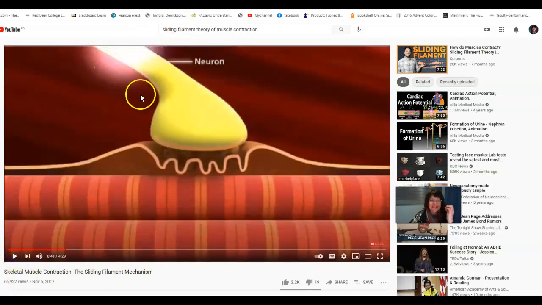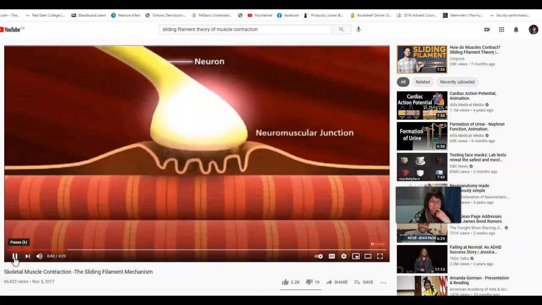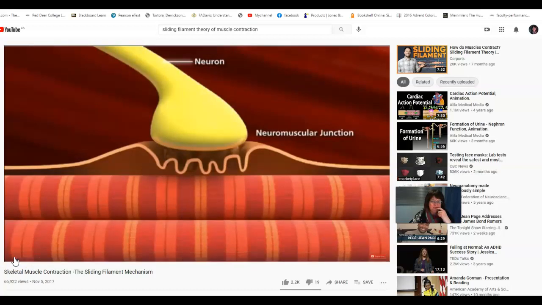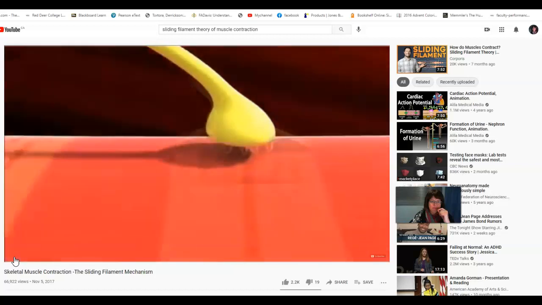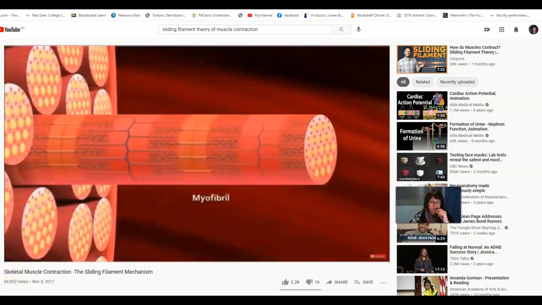Okay, so this is an axon coming down, and then this is the axon terminal or the axon button. A neuromuscular junction is the site of the signal exchange. This is where the synaptic bulb of an axon terminal and muscle fiber connect. Muscle fibers are composed of many myofibrils. A myofibril contains contractile units called sarcomeres.